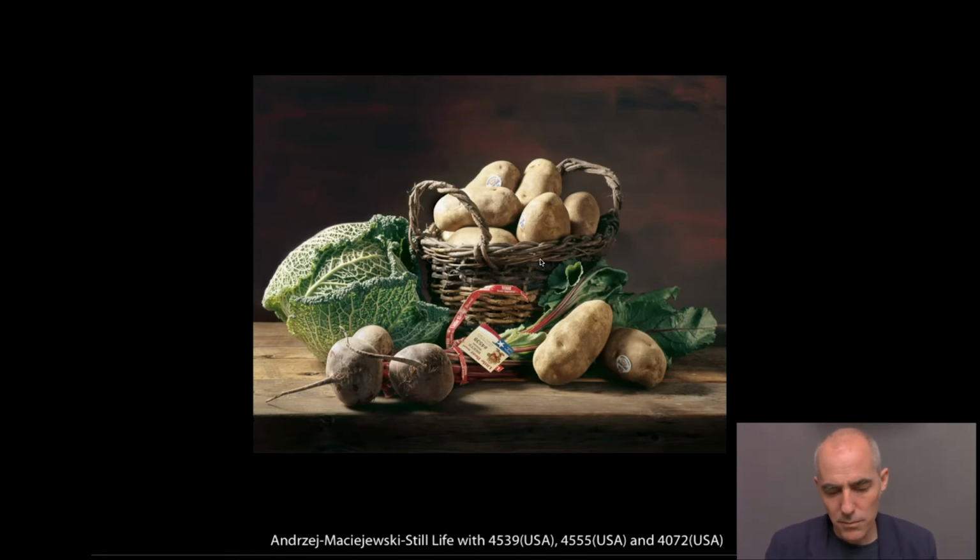Andrej, man, I'm not going to try his name because I'm going to screw it up. He is someone, if you had me in 153, I think I showed you his work. He makes these still lives about agribusiness, and they're titled, you can see at the bottom, 4539 USA, 4555 USA, 4072 USA. Those are the codes on the produce: country of origin, and then a specific code. If we went to the grocery store anymore, you could go check those out.